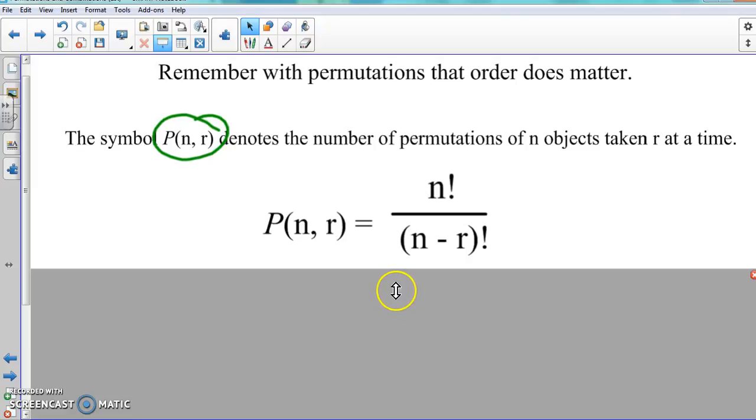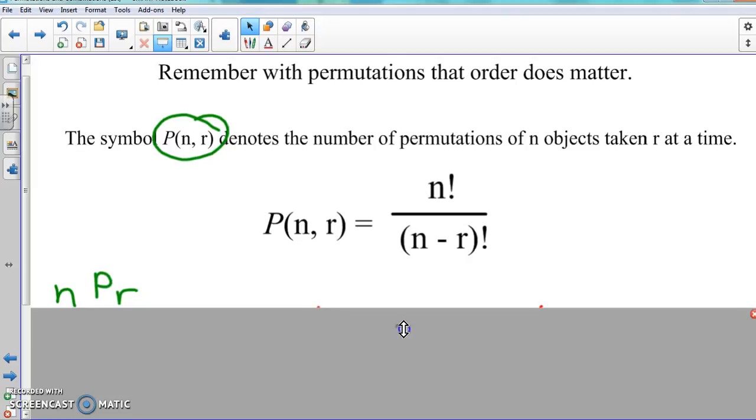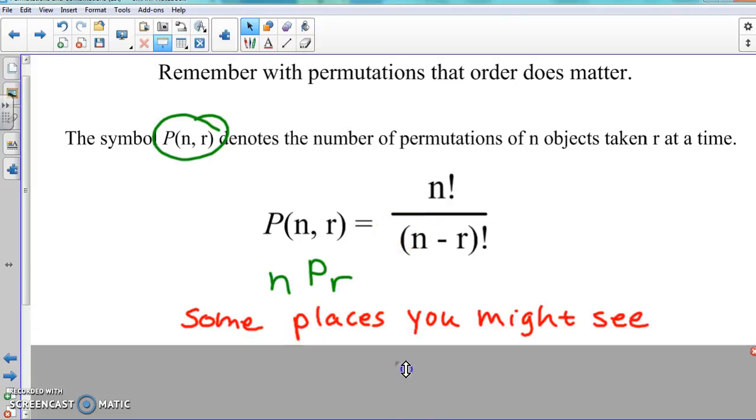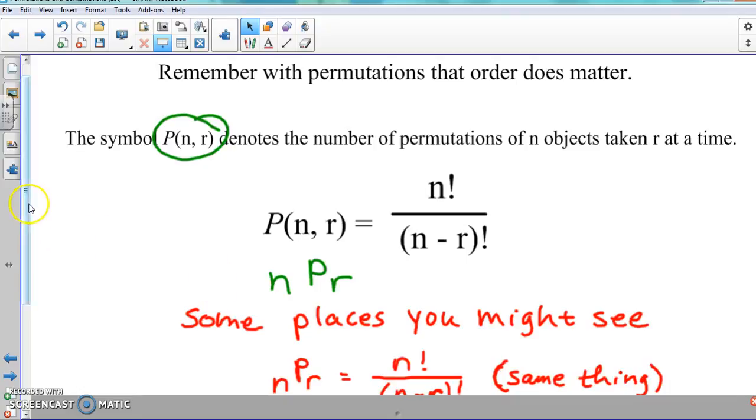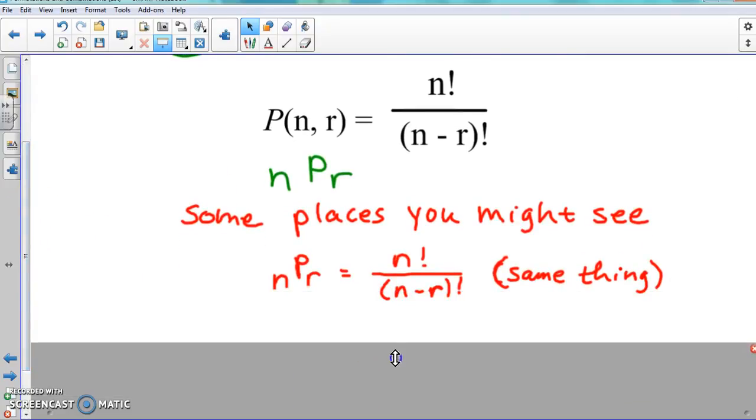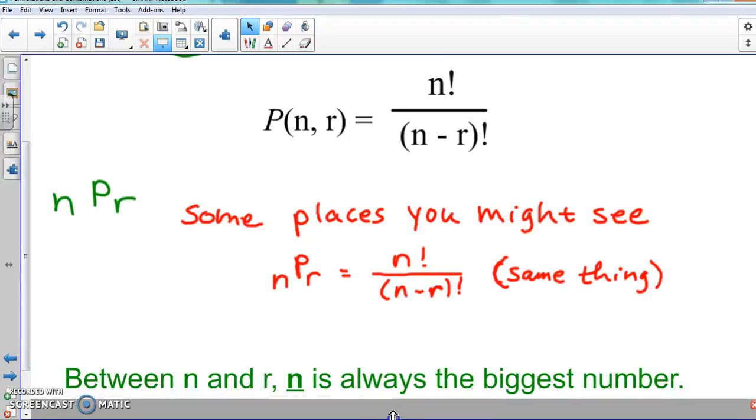Another way of looking at that is like this. You could either see it this way in black, or you can see it this way in green. Either way means the exact same thing. This in green equals this part here, and this part in black equals this part. So they mean the exact same thing. Some places you'll see this, but they mean the exact same thing.